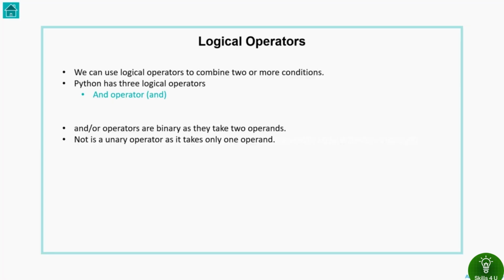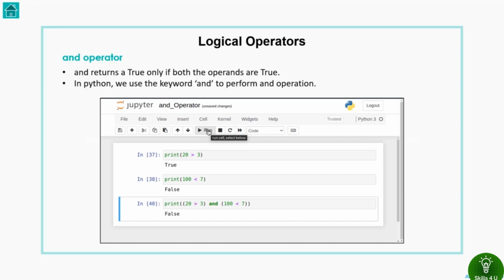Next up is logical operators. Logical operators are used to combine two or more conditions. There are three logical operators in Python: and, or, and not. Let's go through each one of these. The and operator returns true only if all of the conditions are true. Otherwise, it returns false. Let's have a look at an example.